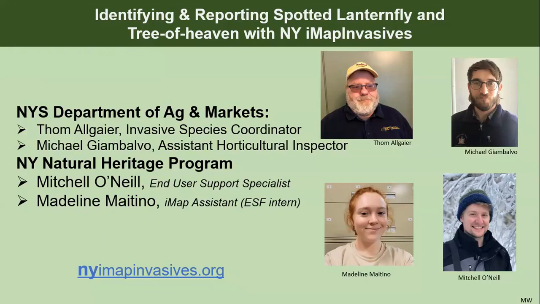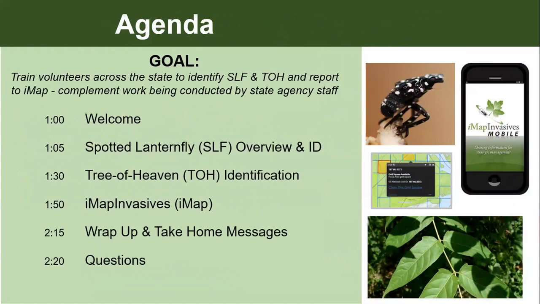Today's goal is to train volunteers across the state on how to identify spotted lanternfly and tree of heaven and report records of those species to iMap invasives. This is all to complement work being conducted by state agency staff. We'll go through some welcome information. We'll hear from Tom on how to identify spotted lanternfly, particularly in the fourth instar as well as the adult stages, which are both active right now. We'll hear from Michael Giambalvo on tree of heaven, and then you'll hear from Madeline and me on iMap invasives. There will be time to go through some of your questions at the end.